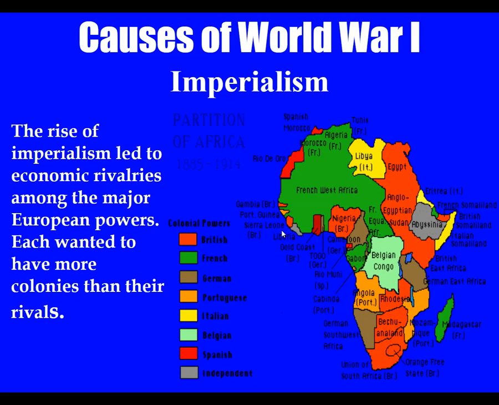Imperialism. So again, imperialism is one more powerful country taking over another country and really instilling their values upon those countries. And from this map, you can see that the British, the French, the Germans, etc., all had a lot of territory in Africa. And so there was this competition to really have more imperial reach than another country.